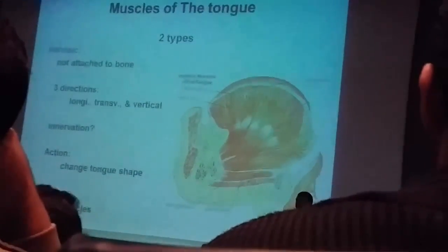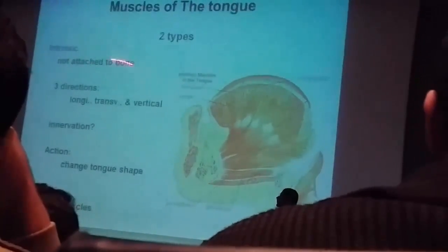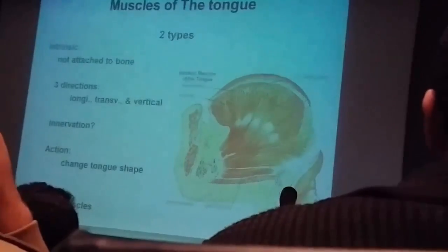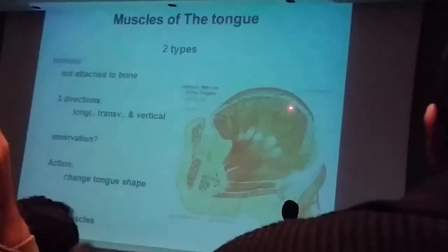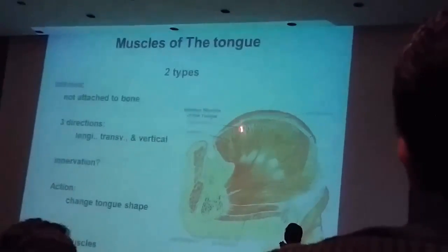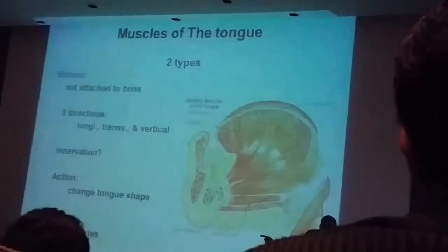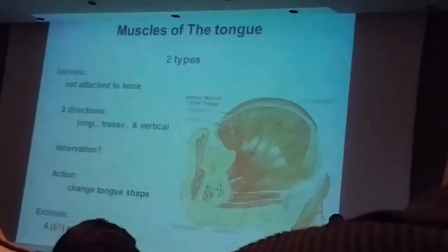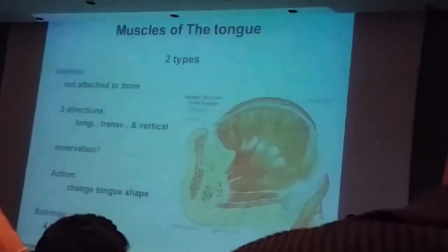The tongue has two types of skeletal muscles. The first one is not attached to the bone at all. It's attached actually to the mucous membrane. They run from the mucous membrane anteriorly, as you see, all the way posterior, longitudinal. Some of them run transverse, as you see, from side to side. They attach only to the mucous membrane, not to bone. So when these muscles contract, they change the shape of the tongue. They don't move the tongue, but they change its shape.